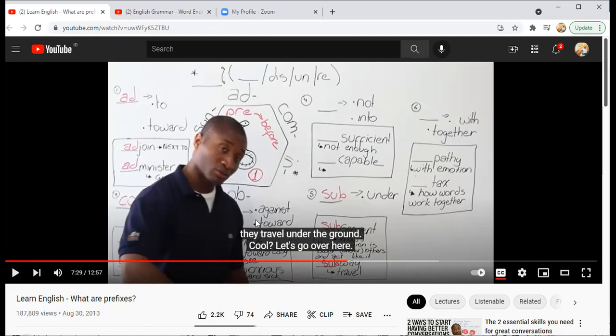MRT. MRT is metro railway station. Oh, mass rapid transit. Okay. Yeah. And then what else is there? Subservient, subway, submarine, substitute. Substitute itu pengganti ya. Substitute.